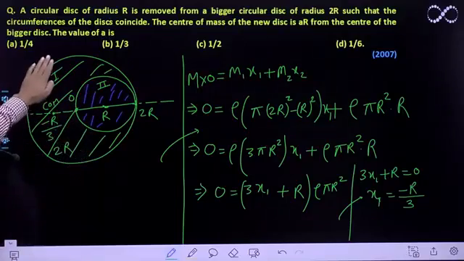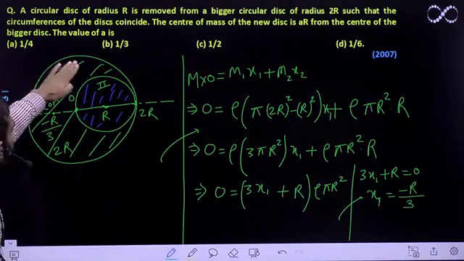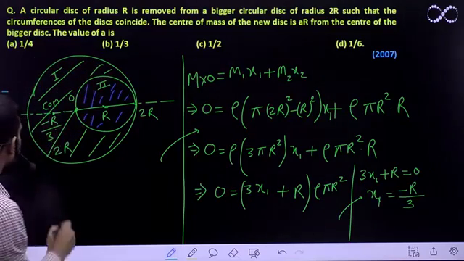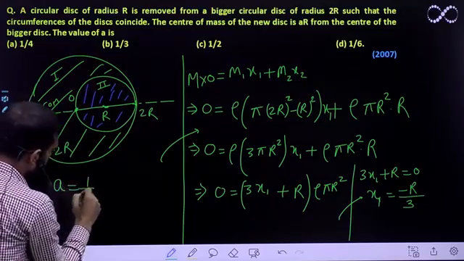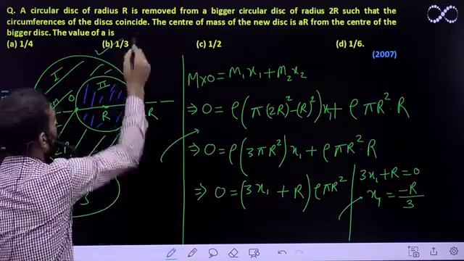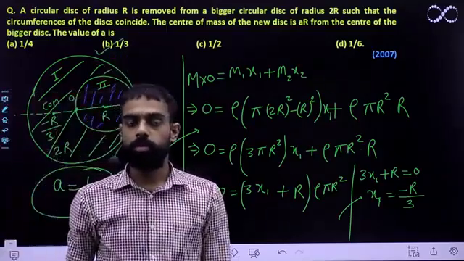So what is the value of a now? You can see from the options, it is 1 upon 3, because it is saying distance. So the value of a will be r upon 3. So option B is correct. Okay students, I hope you understood this question.